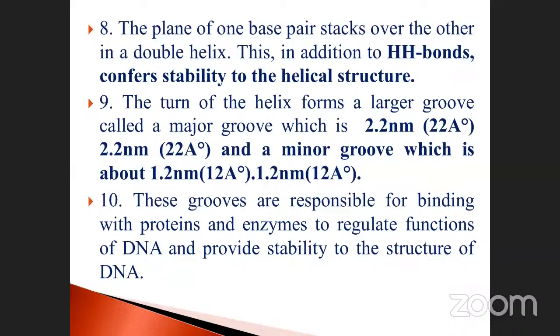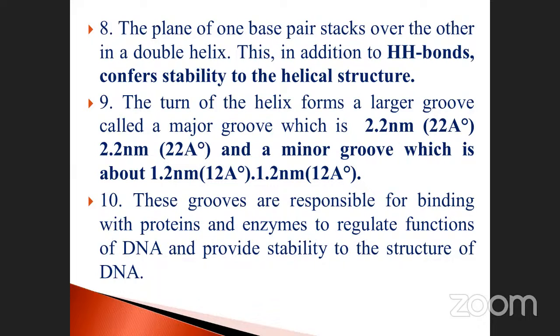The plane of one base pair stacks over the others in the double helix. This, in addition to hydrogen bonds, confers stability to the helical structure. Each one is stacked above the others, arranged with the help of hydrogen bonds. Then only they maintain the helical structure. Otherwise, what happens? It may differ or collapse.